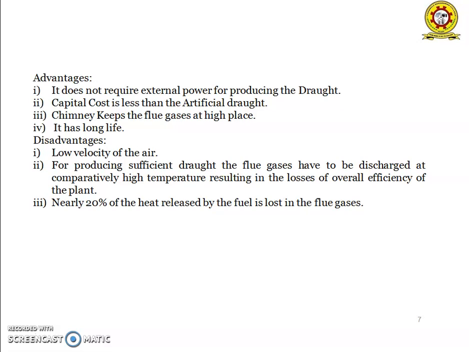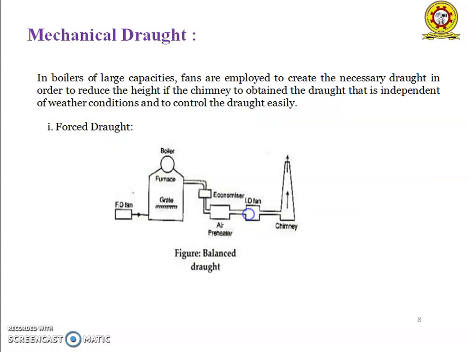There is no thorough mixing of air and the fuel in the combustion chamber, resulting in poor combustion. For producing sufficient draught, the flue gases have to be discharged at comparatively high temperatures, resulting in losses of overall efficiency of the plant. Nearly 20% of the heat released by the fuel is lost in the flue gases.